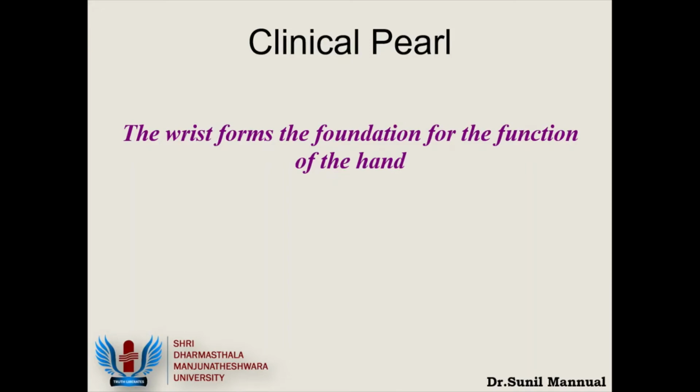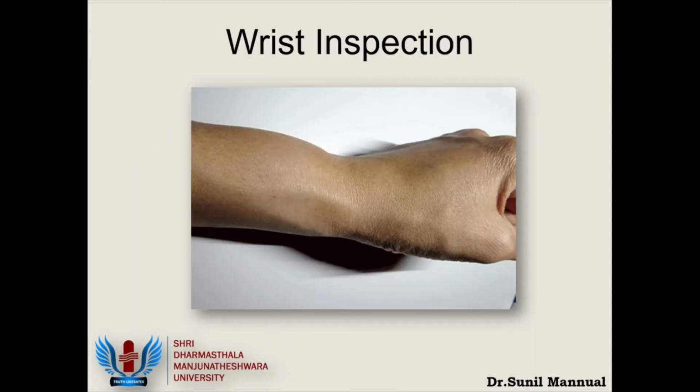Right. So coming to wrist inspection. For any joint, the basic way would be to inspect the joint, palpate the joint, then measure the joint. What do you mean by measure the joint? Measure the movements of the joint and do a few other measurements, and then do some special tests. That's it. Orthopedics is very simple. It's all mechanical. So we will start with all the mechanical part of wrist examination.